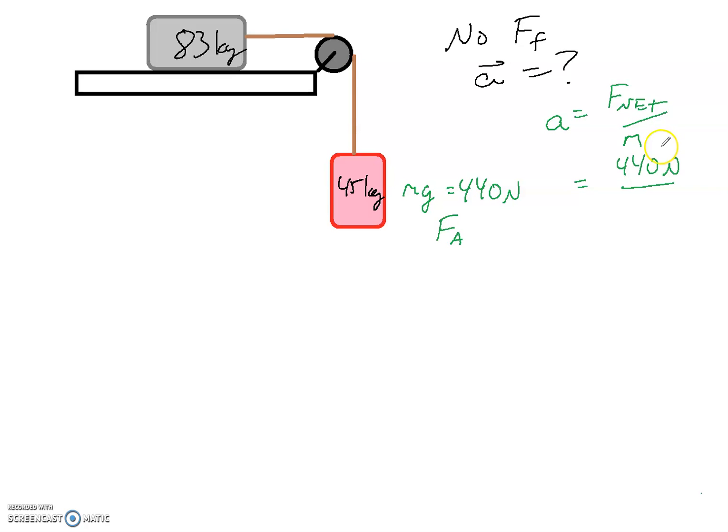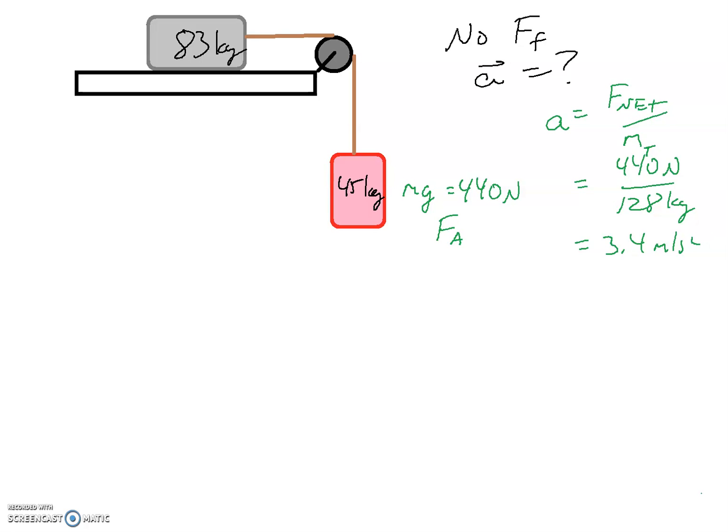And then we divide by the mass. We'd want to use the total mass of the two boxes altogether, so that would be 128 kilograms. So if we divide the two out, we get the 440-ish divided by the 128. It'd be accelerating at about 3.4 meters per second squared, and that is it.